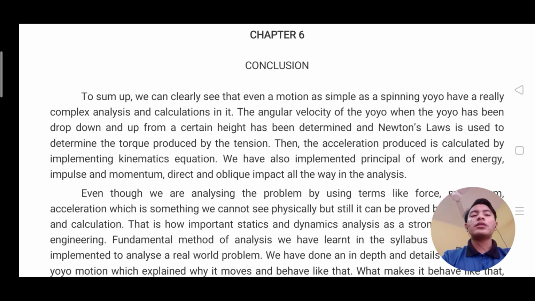So we will go further for the conclusion. To sum up, we can clearly see that even a motion as simple as a spinning yo-yo has a very complex analysis and calculation in it. We have determined the angular velocity of the yo-yo when it has been dropped down and up from a certain height. We have also used Newton's law to determine the torque produced by the tension on the string of the yo-yo, and also the acceleration produced by the yo-yo has been calculated by implementing kinematics equations. We have also implemented the principle of work and energy as well as impulse and momentum.